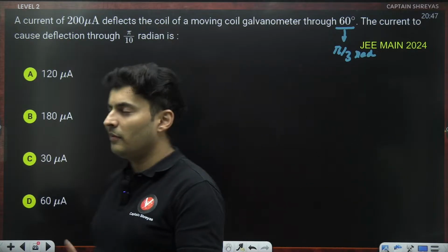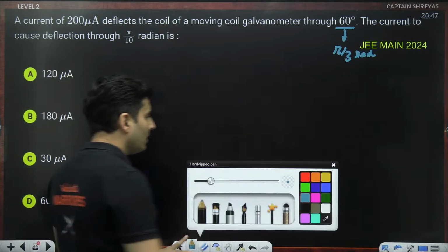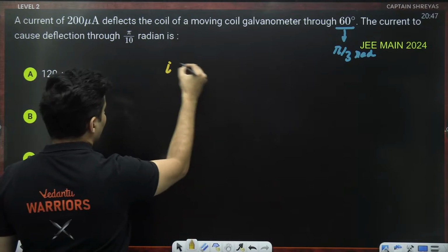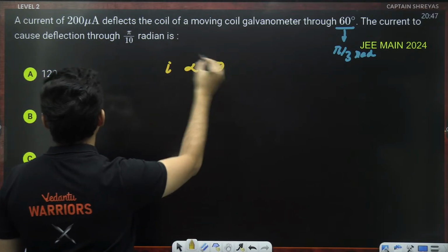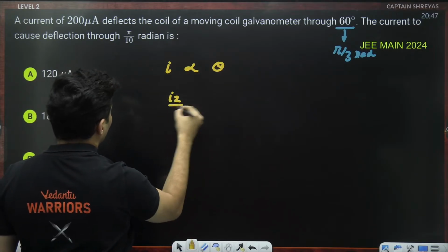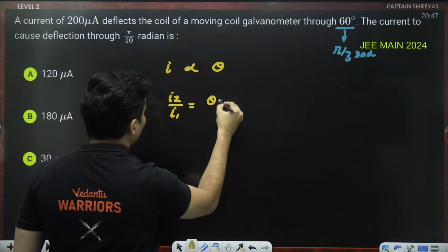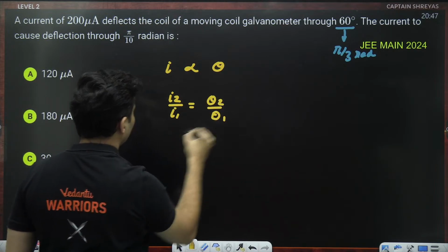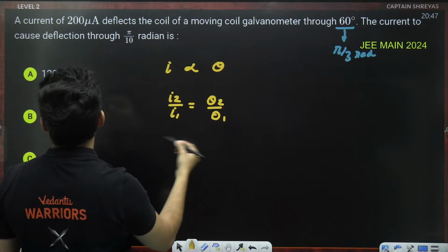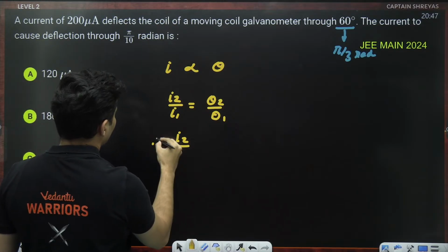And current and deflection, what's the relationship between them? I know current is directly proportional to the deflection. So the new current by the old current will be the new deflection by the old deflection. Question is, what is the new current to cause that deflection?